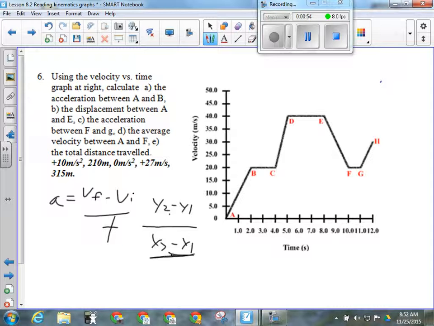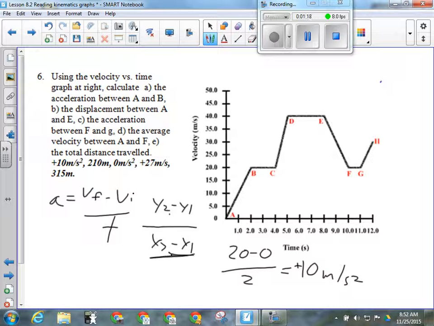All right, so it says here between A and B. Fortunately for us, there is actually a line between A and B, so we can figure that one out. What's our initial velocity? 0. What's our final velocity? 20. How long does that take? 2 seconds. That's a pretty easy one, right? So we're going to go 20 minus 0 over 2 seconds, and we're going to get positive 10 meters per second squared.